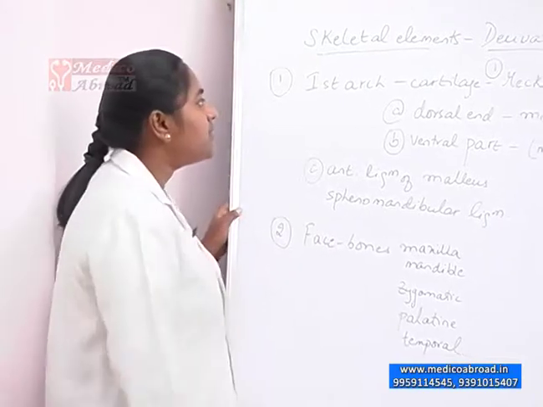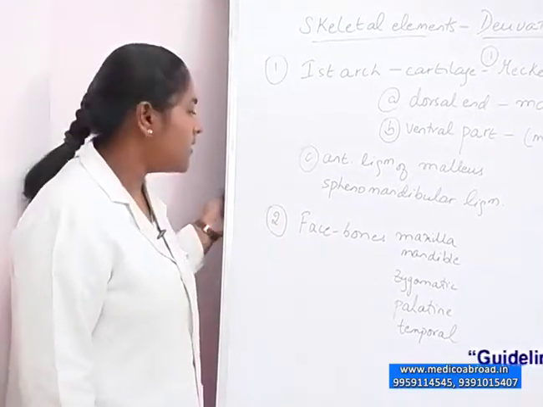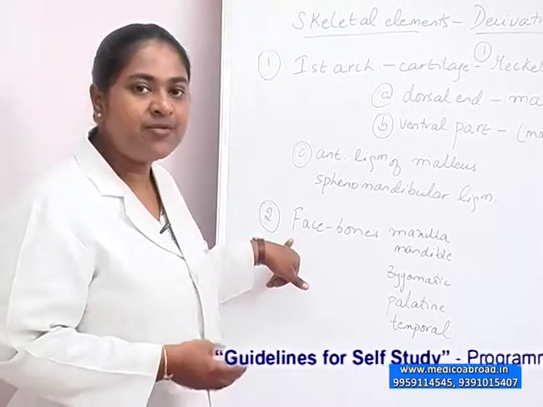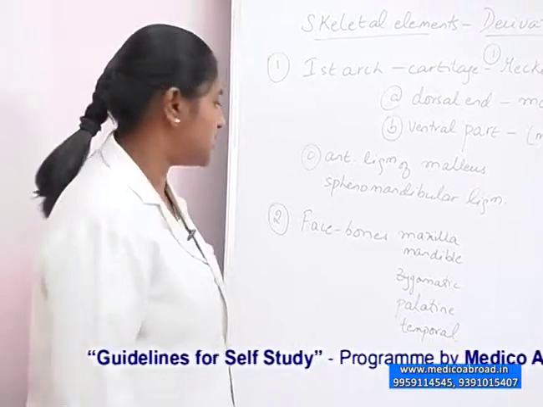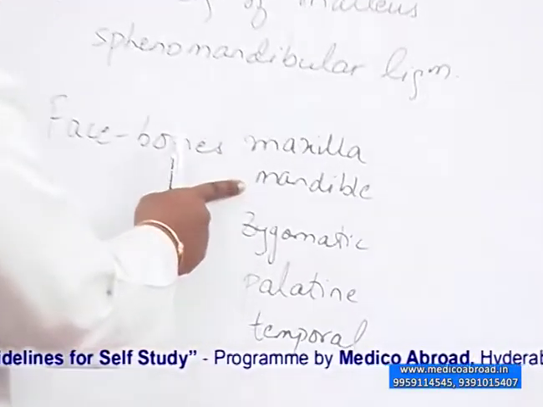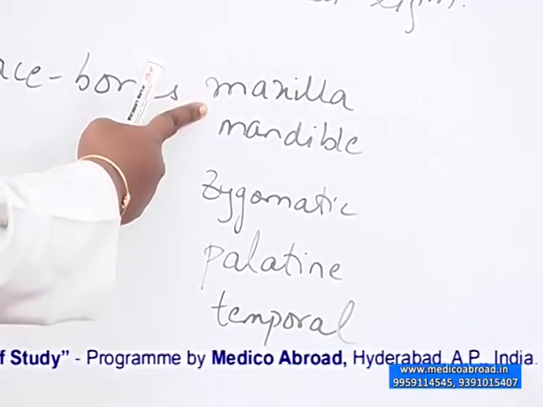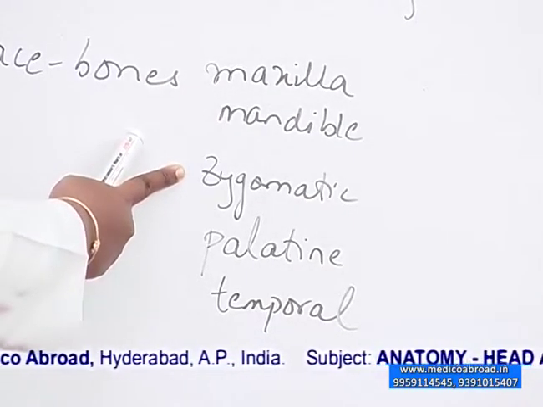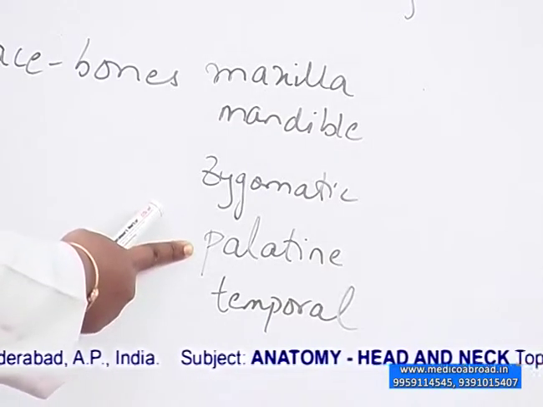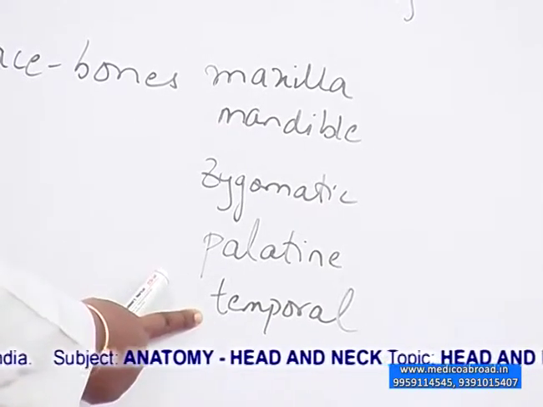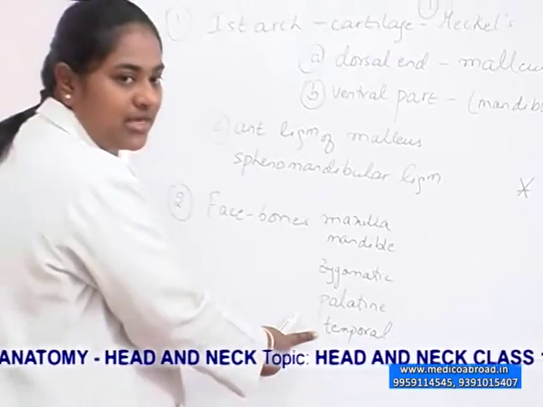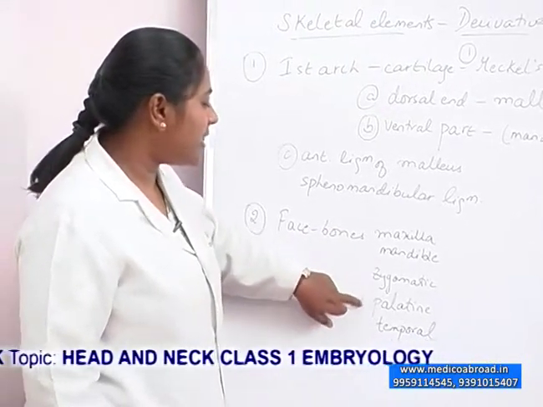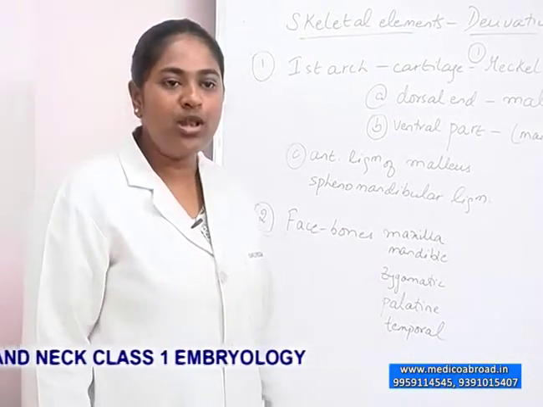Let's now look at the second branchial arch. Now here, from the skeletal element, you have the formation of the facial bones. You have the formation of maxilla, mandible. Maxilla comes as part of the upper jaw and cheek. Mandible is the lower jaw. Zygomatic again forms part of the cheek. Palatine bone forms the roof of the mouth, and the temporal bone connects the face to the ear, etc. So you have maxilla, mandible, zygomatic bone, palatine bone, and a part of the temporal bone.